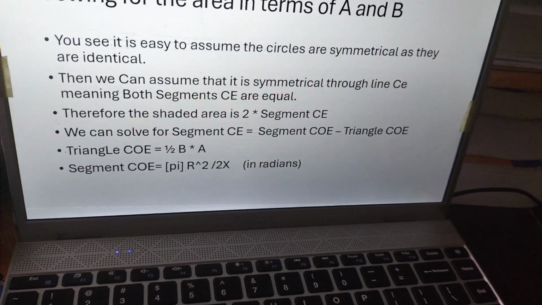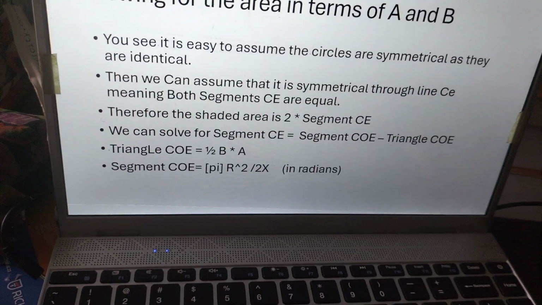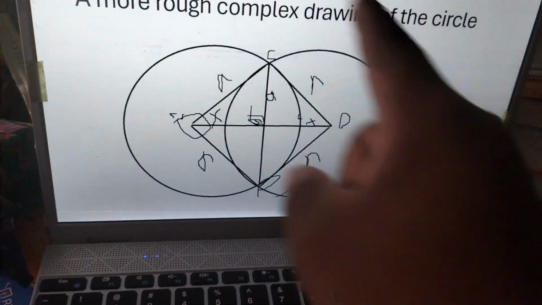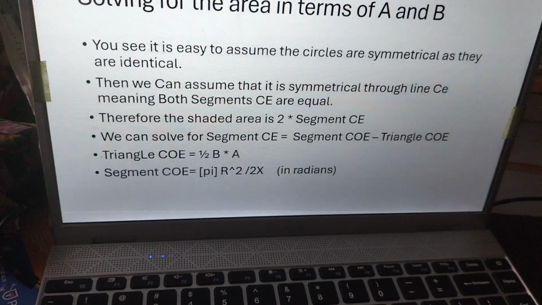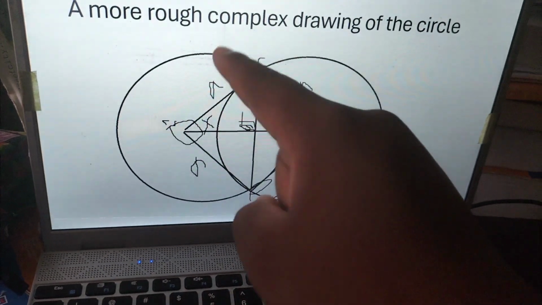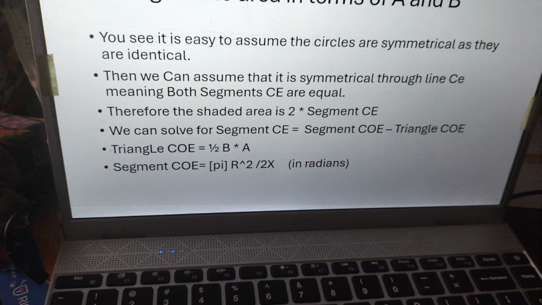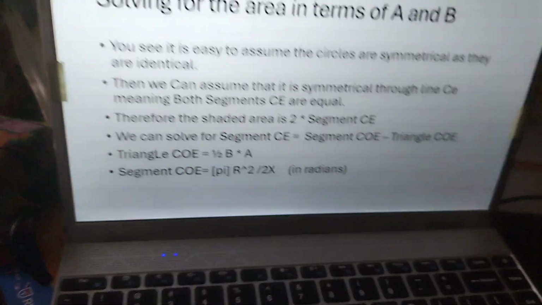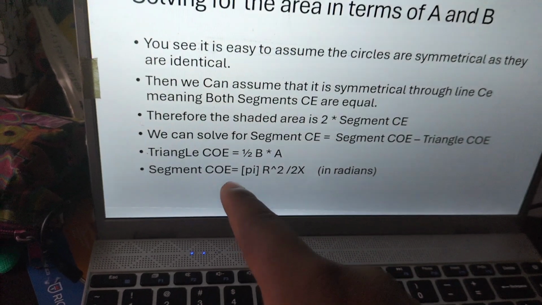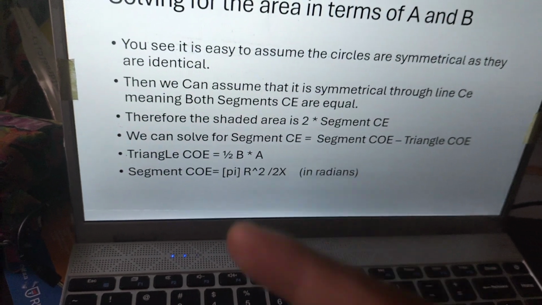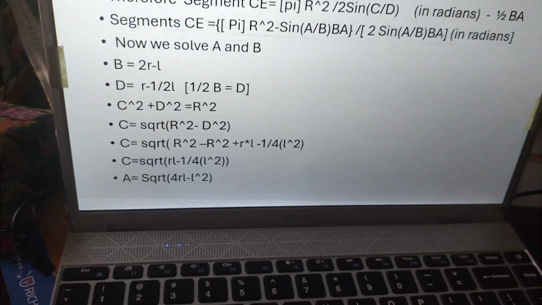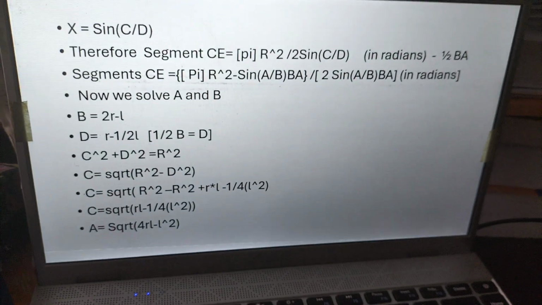We can solve for segment CE. Basically, it's sector COE, which is this part, this cone-like thing here, minus triangle COA, which is this triangle here. So let's get started. We know that a triangle is half base times height. We already have that, half BA. Sector COE is basically pi r squared, the area of a circle, divided by its radius, which is 2x. Basically, so now we have to solve for x, right?